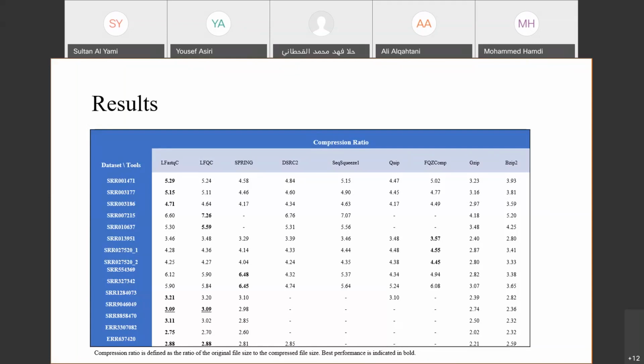In 8 out of 15, our tool obtained the best compression ratio. In 2 cases, Elfastekuc shares the first place with Elfaqc. Elfaqc has the best compression ratio in 4 cases, 2 of which were shared with our tool. Spring has the best compression ratio in 2 cases, and FQZ comp obtained the best compression ratio in 3 cases.